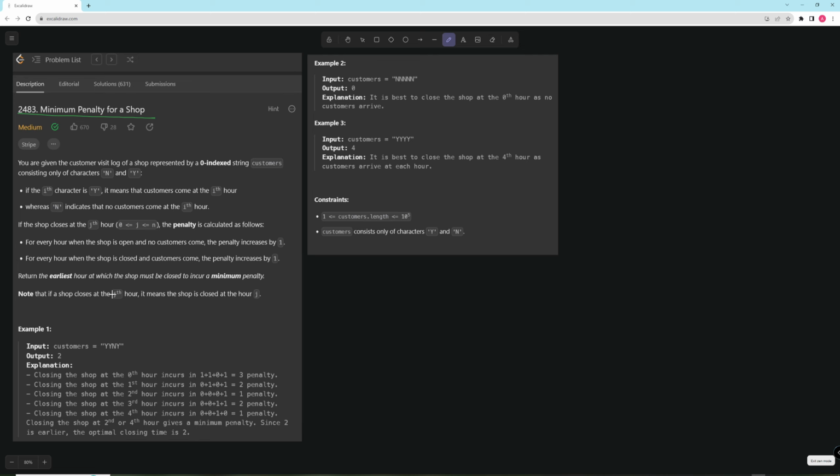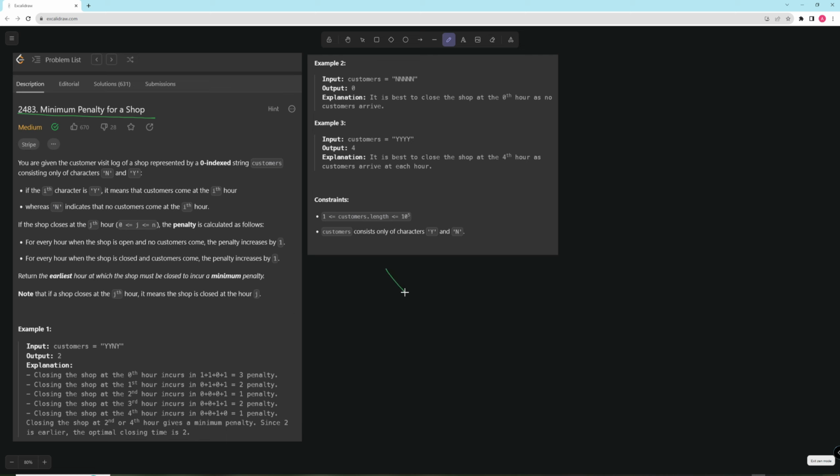And so the shop can close anywhere from 0 to n, which is the length of the string, and there are penalties for this. So for every hour when the shop is open and no customers come, the penalty increases by 1. And then for every hour the shop is closed and customers come, the penalty increases by 1. And you want to return the earliest hour at which the shop must be closed to incur a minimum penalty. If the shop closes at the jth hour, it means the shop is closed at hour j.